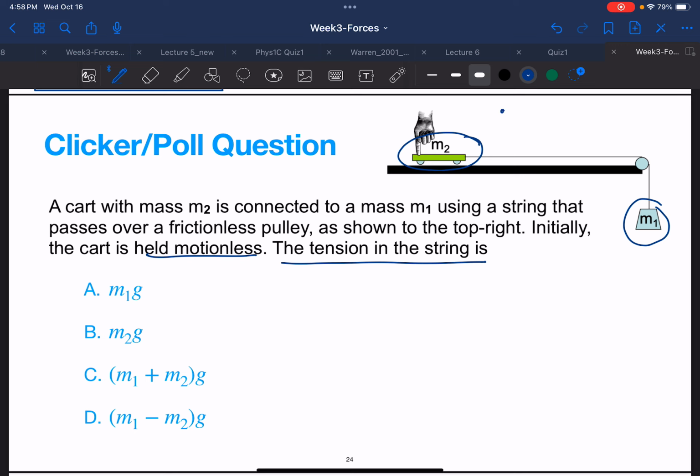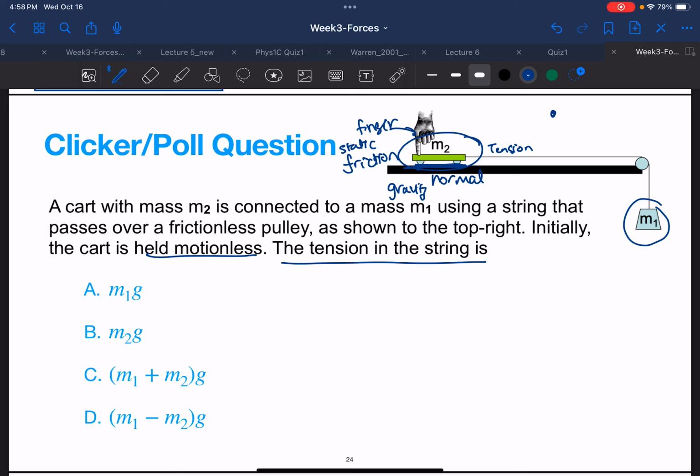So for M2, I'm going to first identify the forces on this thing. I have tension. I have the force from the finger. I have some kind of normal force. And of course we're going to have force of gravity as a long range force. And then there is likely some friction between the cart and the ground. So some kind of friction. And since it's being held motionless, we know that's going to be static friction because the two surfaces are not moving with respect to each other.